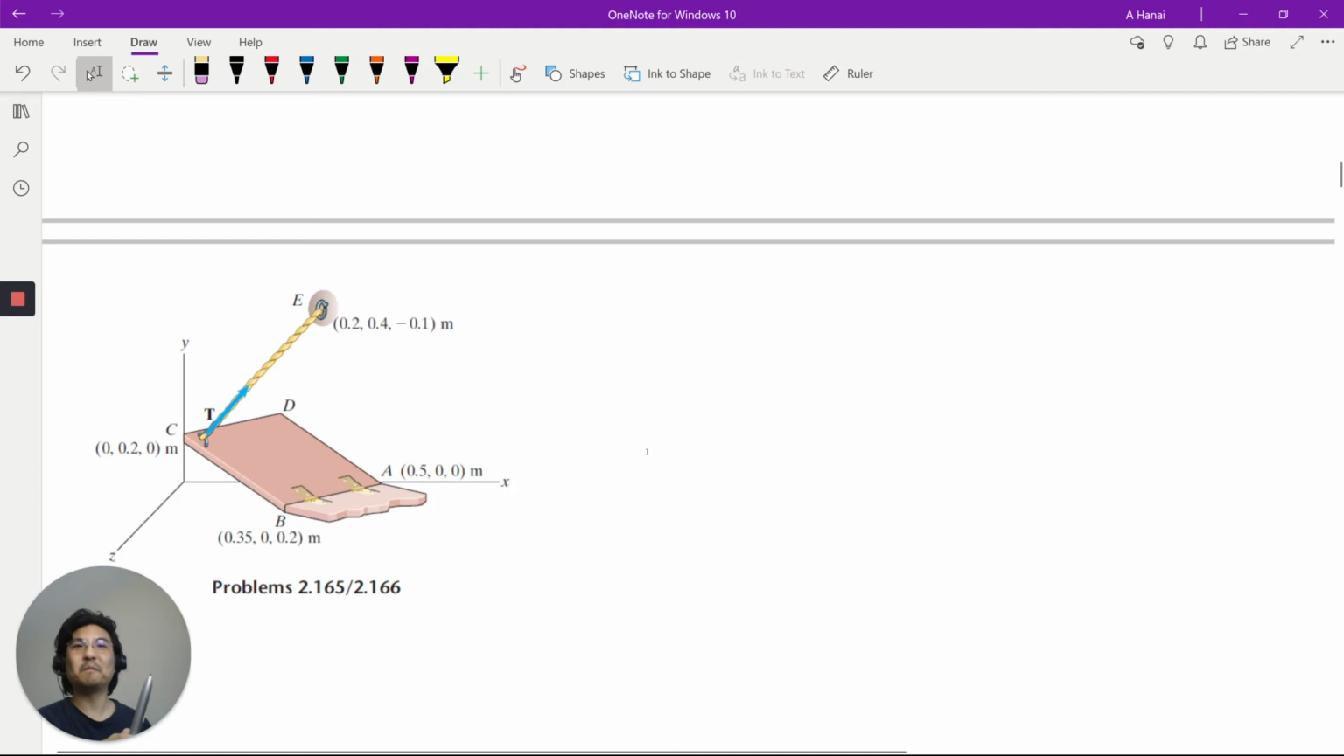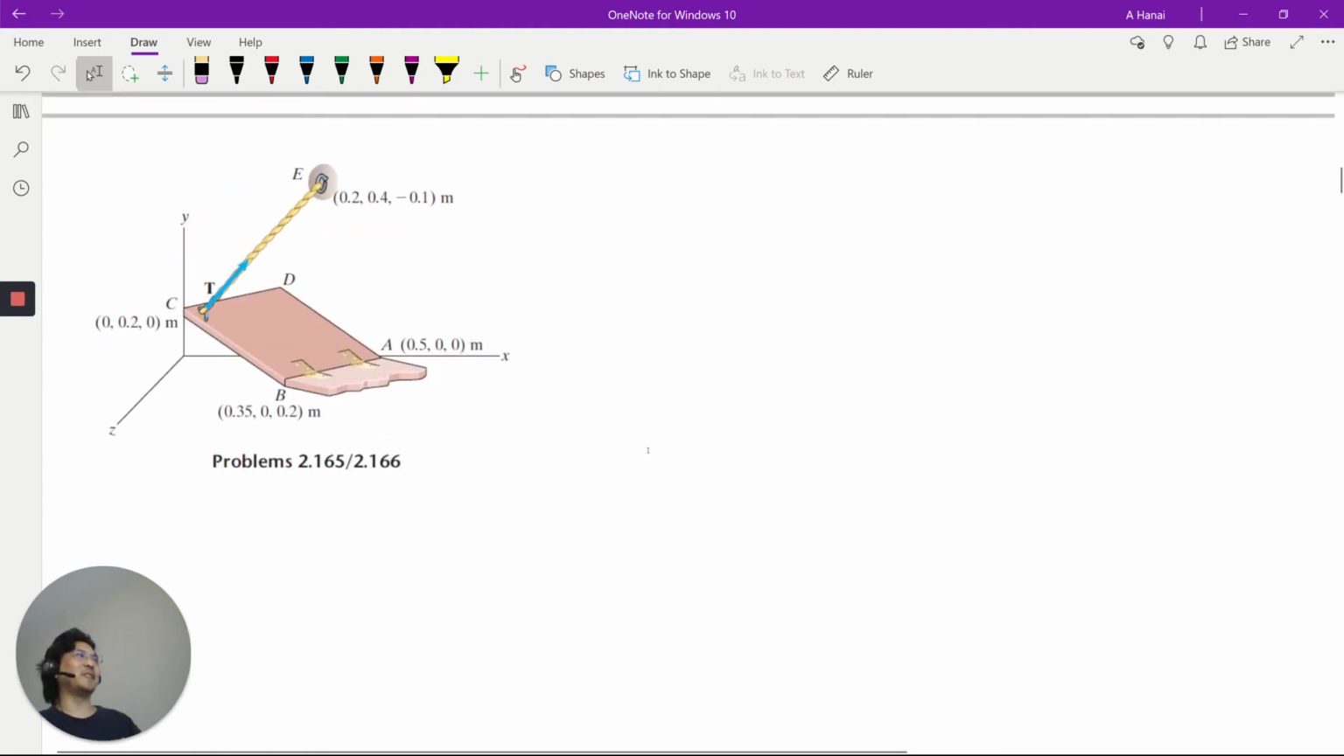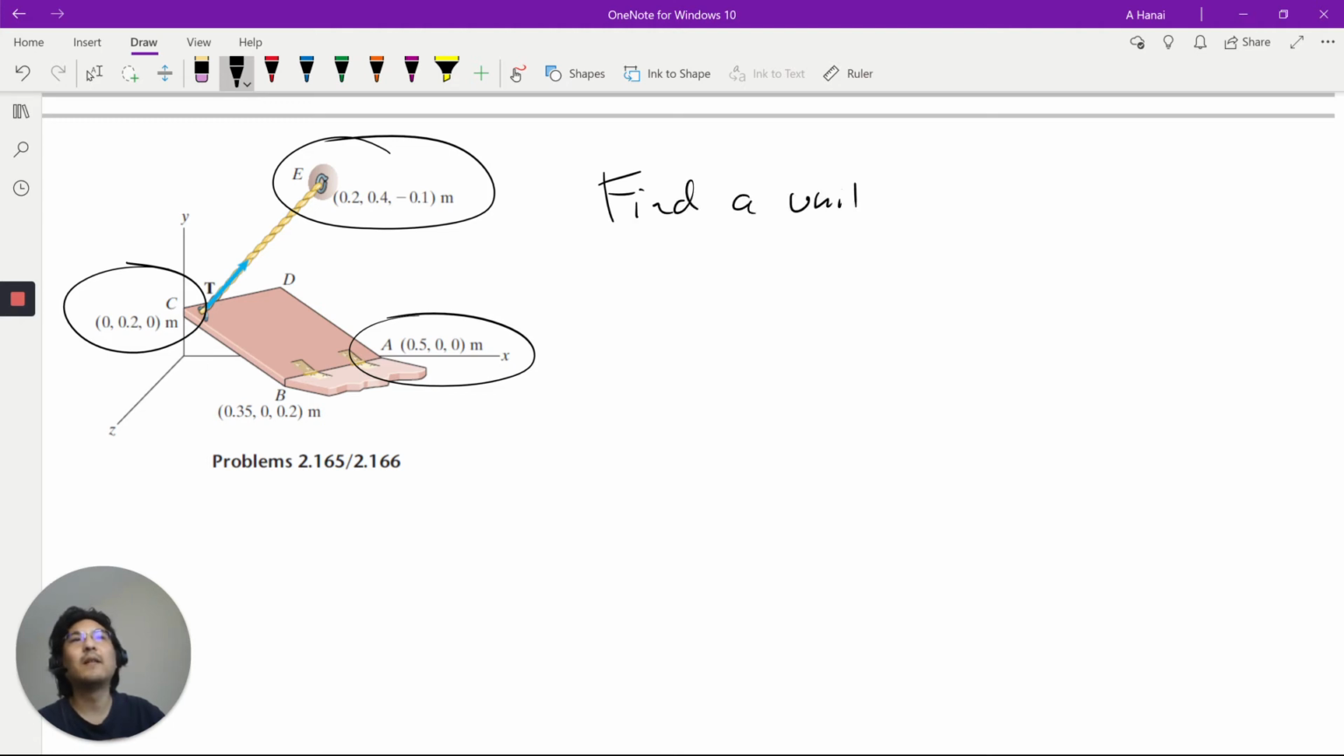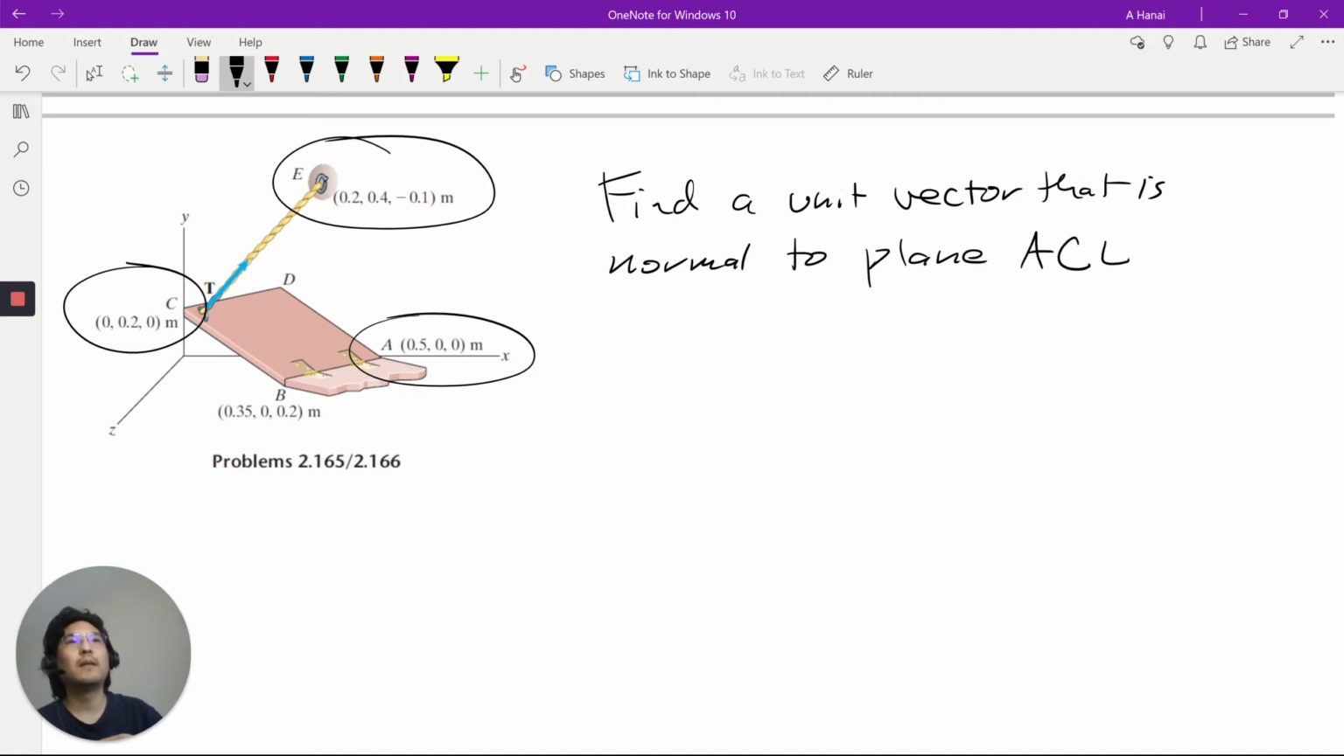Okay, let's try an example. So here's an application. Let's say I define some plane, like say there's a plane formed by these three points, A, C, and E. So they form a plane. Find me a unit vector normal to that plane. Okay, so the method is take any two vectors in that plane, doesn't matter which two, and cross them. I guarantee you that cross product is normal to the plane.